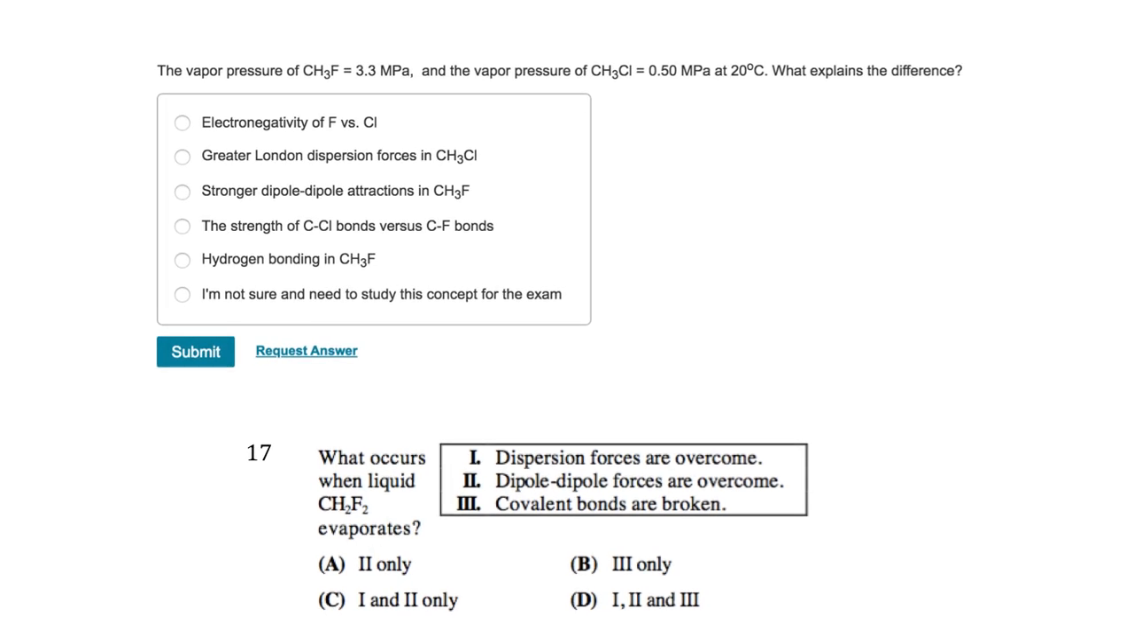All right, so the vapor pressure of a compound, CH3F, is 3.3 megapascal. And then the vapor pressure of a different compound is lower, it's 0.5 megapascal. At first glance, you may be thinking, what the heck is a megapascal? Just note that we're being told this information just to be able to see that this compound here has a lower vapor pressure than this compound. So it's just giving us some numerical data, but it's really just for us to see that the CH3F is higher, CH3Cl is lower. And so then what would explain this trend?